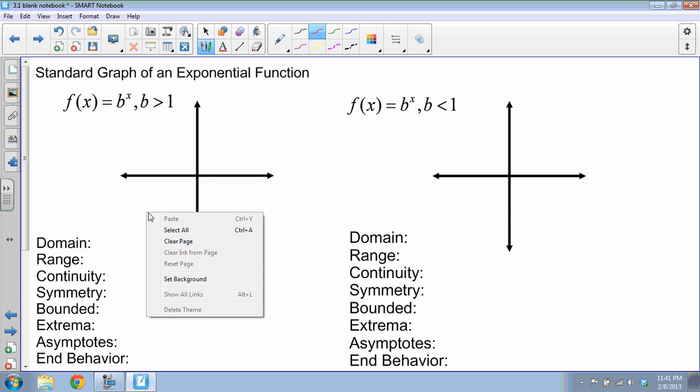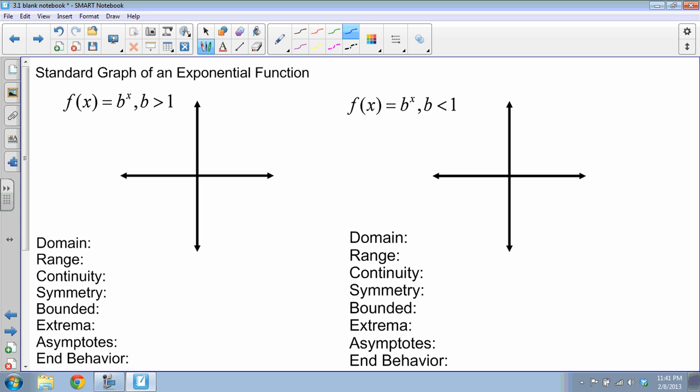Let's talk about the standard graph of exponential functions. We're really talking about, if I have f of x equals b to the x, where b is bigger than 1, what does that graph look like? And then we're going to look at, if b is less than 1, what does that look like? And we're going to look at all of the normal analyzing things that we do with graphs.